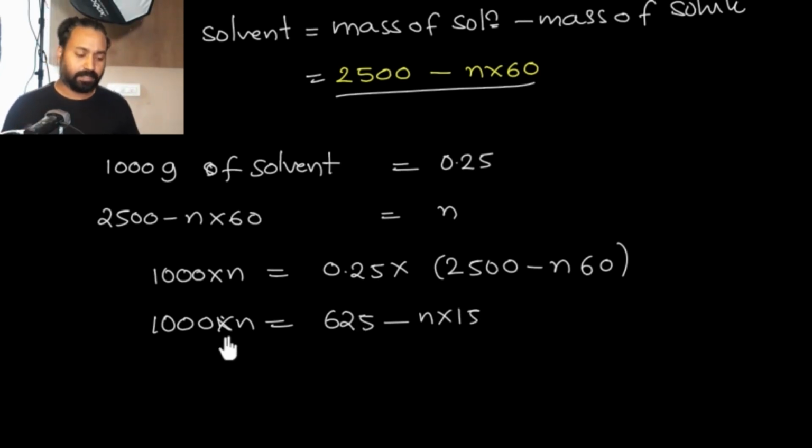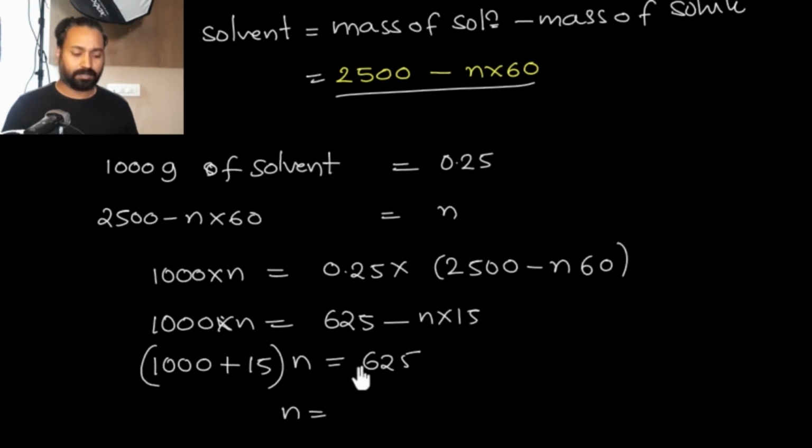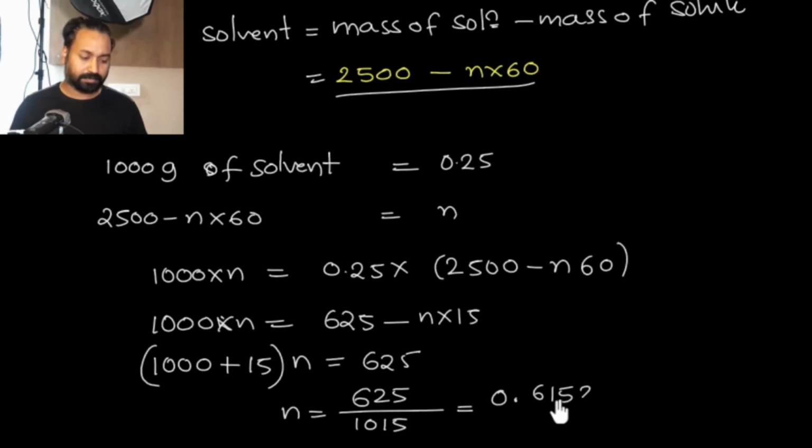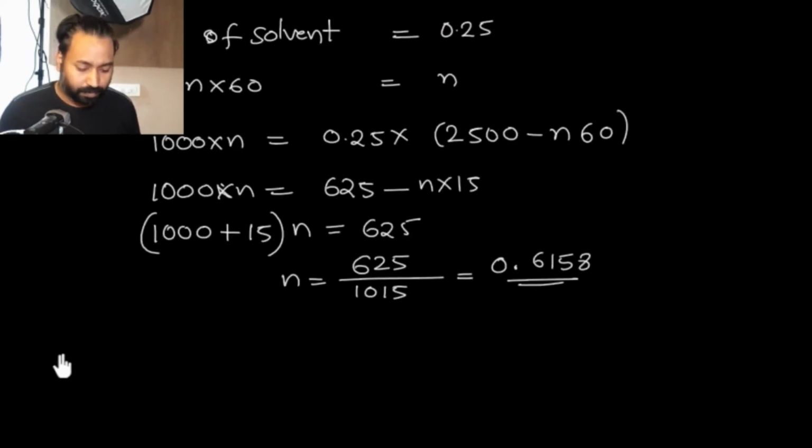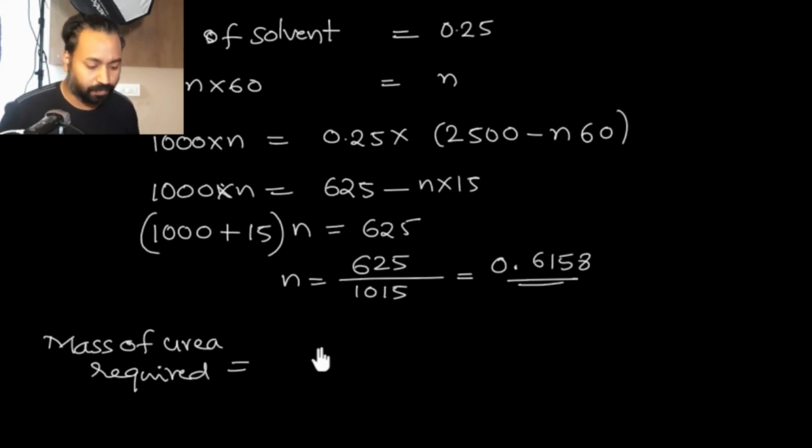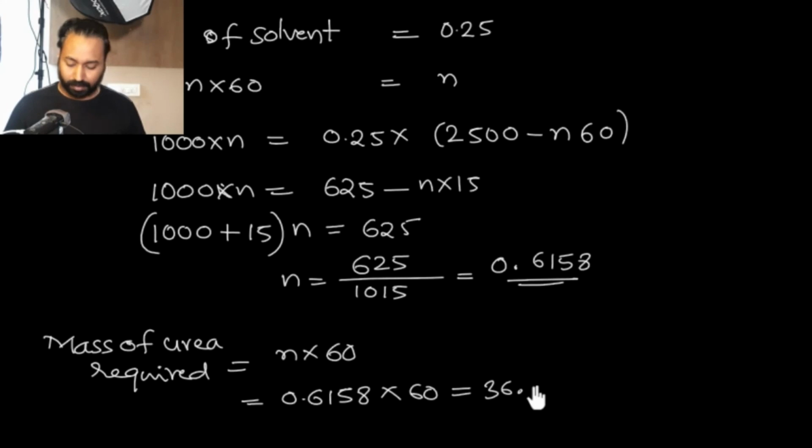Now whatever the n terms are there, we'll take on one side, that is 1000 n plus 15 n. If I take n as common, it becomes 625. Now n equals 625 divided by 1015, and by that we get the answer, 0.6158. So this is the number of moles we get. From the number of moles we can calculate the mass of urea. Mass of urea required equals the number of moles added, 0.6158, multiplied with the molecular mass of the urea, 0.6158 into 60, and we get the answer 36.95. Okay, now this is all about one of the problems on molality.